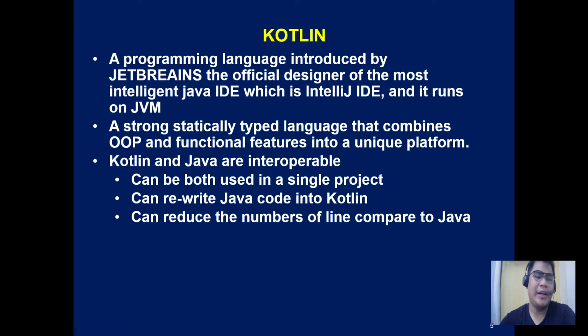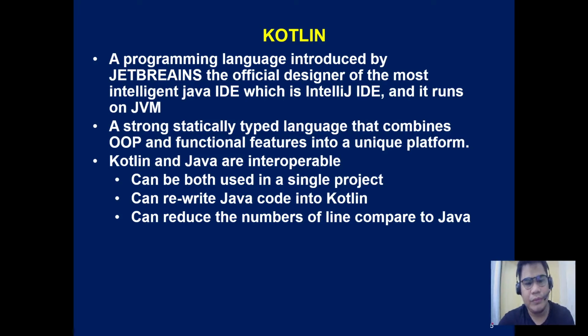And again, it's a strongly statically typed language that combines OOP paradigm and functional paradigm features into one unique platform. So this is one good thing about Kotlin as well, that it caters to more or less three to four paradigms. It supports OOP, it supports functional. It's two paradigms which are combined to produce a unique platform.